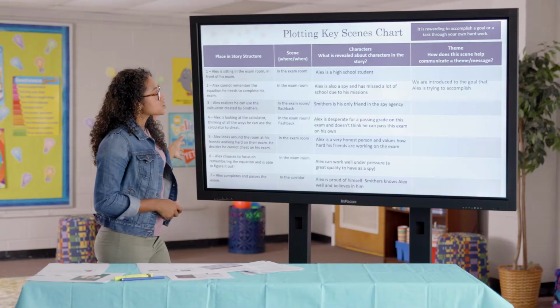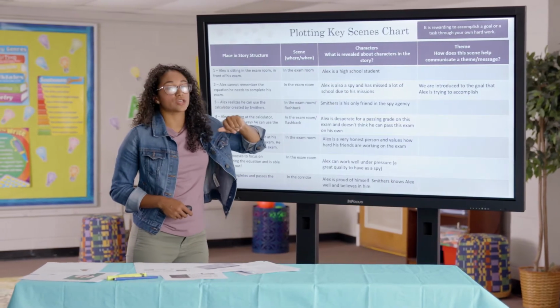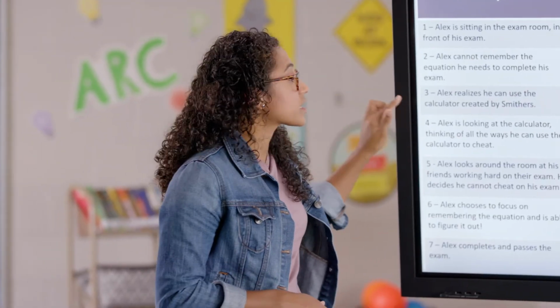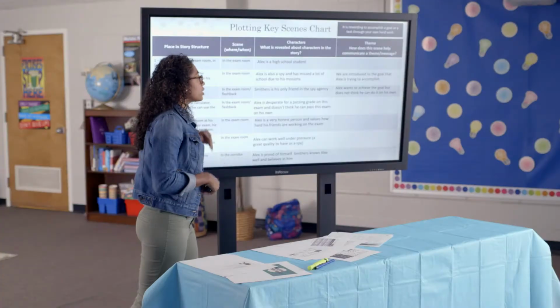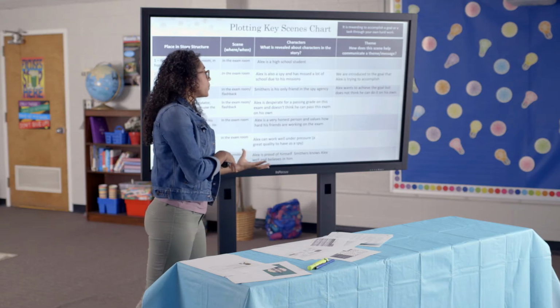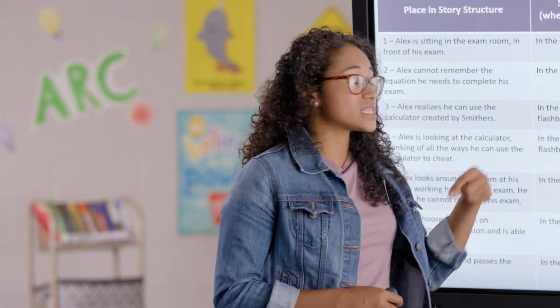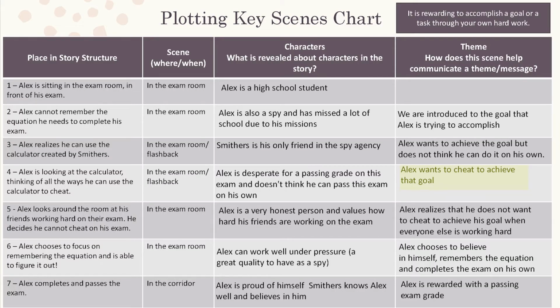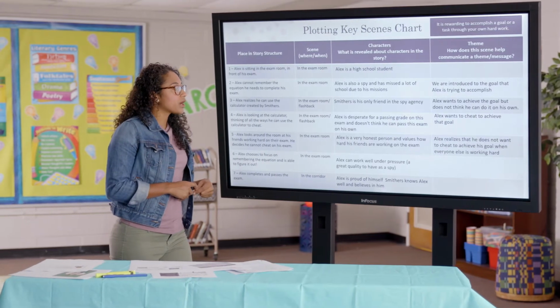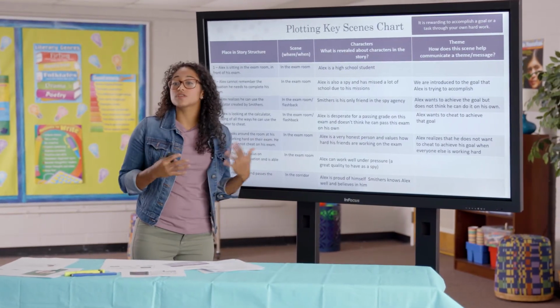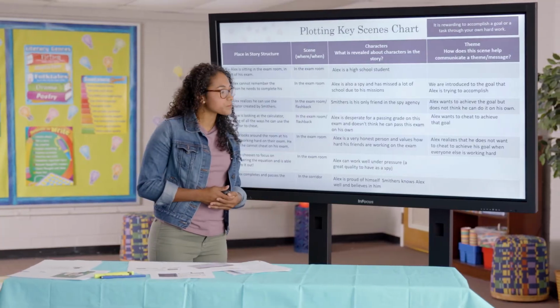So at the beginning of the story, we are introduced to the goal that he's trying to accomplish. He wants to pass this exam. Then when he realizes he can use the calculator, we learn that he wants to achieve this goal, but doesn't think he can do it on his own. And so he even goes to potentially cheating to accomplish this when he's thinking of all the ways that the calculator can help him pass. Then we get to kind of a turning point where Alex realizes he doesn't want to cheat to achieve his goal when all of his friends are working really, really hard.